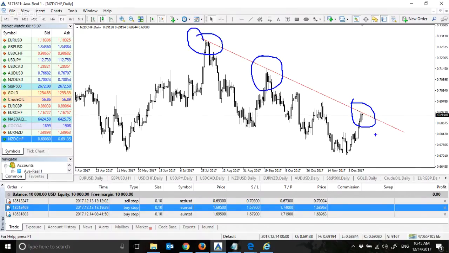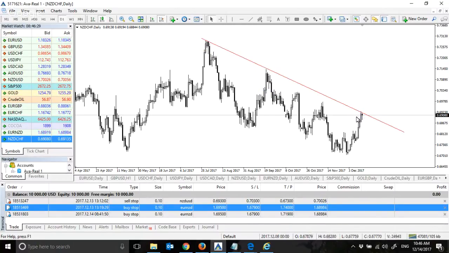So we are exactly at the top of the downtrend here. The New Zealand dollar is the base currency, and the Swiss franc is the quote currency. So if I'm trading against the New Zealand dollar, I would like to sell rather than buy here. Okay, so this is the movement that I'm expecting, moving back to the downtrend of the New Zealand dollar versus the Swiss franc.